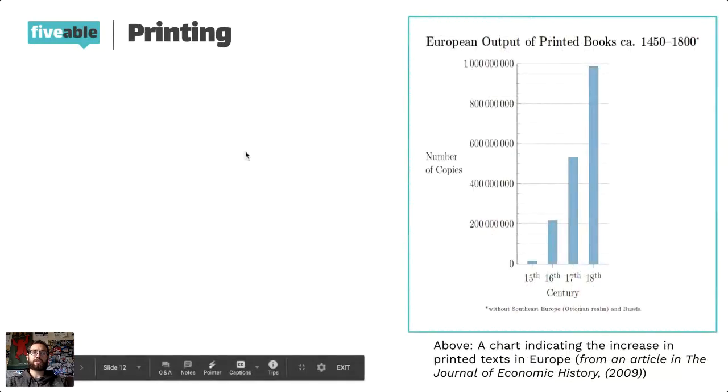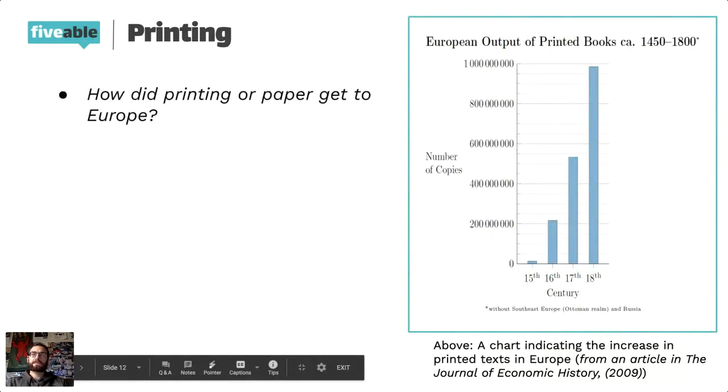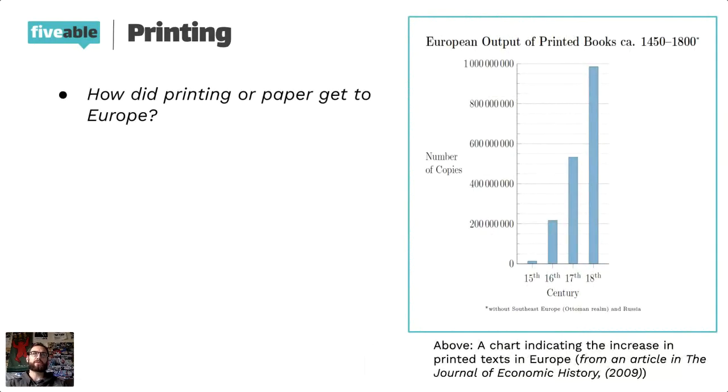So what about in Europe? First of all, before we get into printing in Europe, if we know the earliest print shops were in Asia, then how does Gutenberg get his press in Europe?